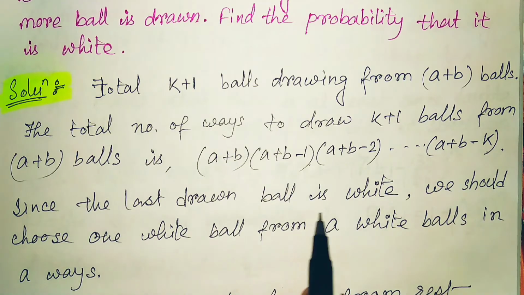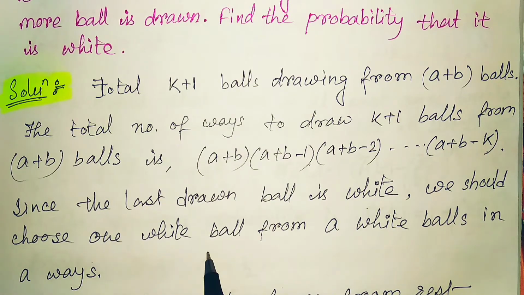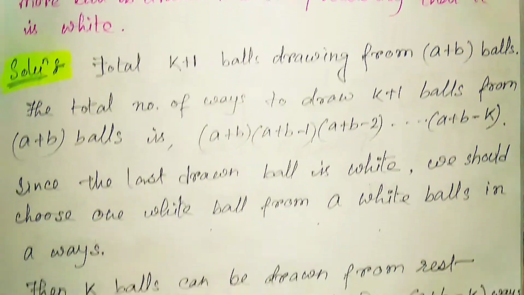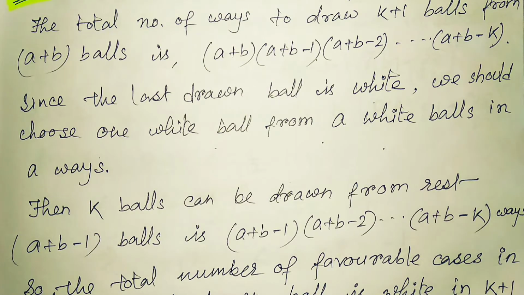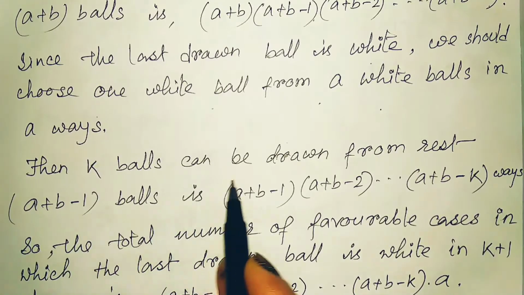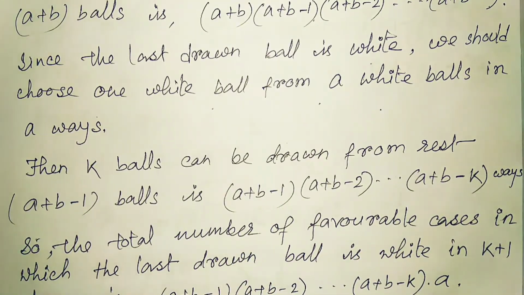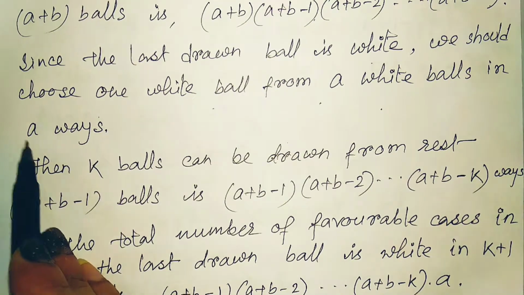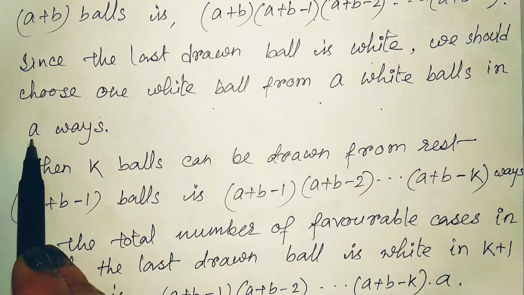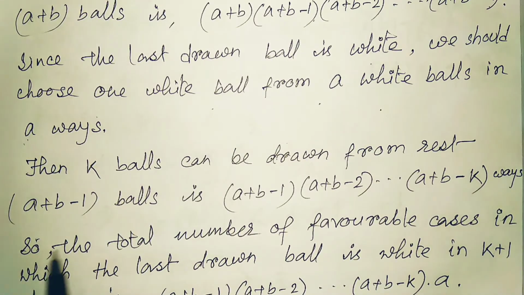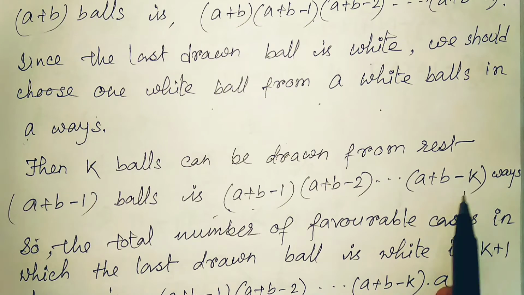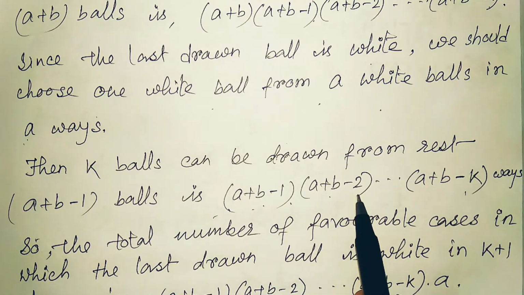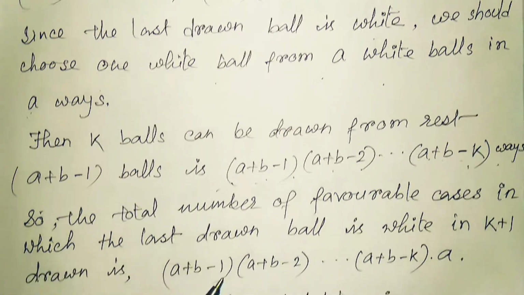Since the last ball drawn is white, we should choose one white ball from a white balls in a ways. There are a total of a white balls. That is why the k plus 1th ball is white, and that can be chosen out of a balls only. Then k balls can be drawn from the rest. So the remaining k balls should be chosen from the remaining balls, which are a plus b minus 1. So the total number of ways is a plus b minus 1 into a plus b minus 2, and in this way, a plus b minus k ways are there to choose the balls.